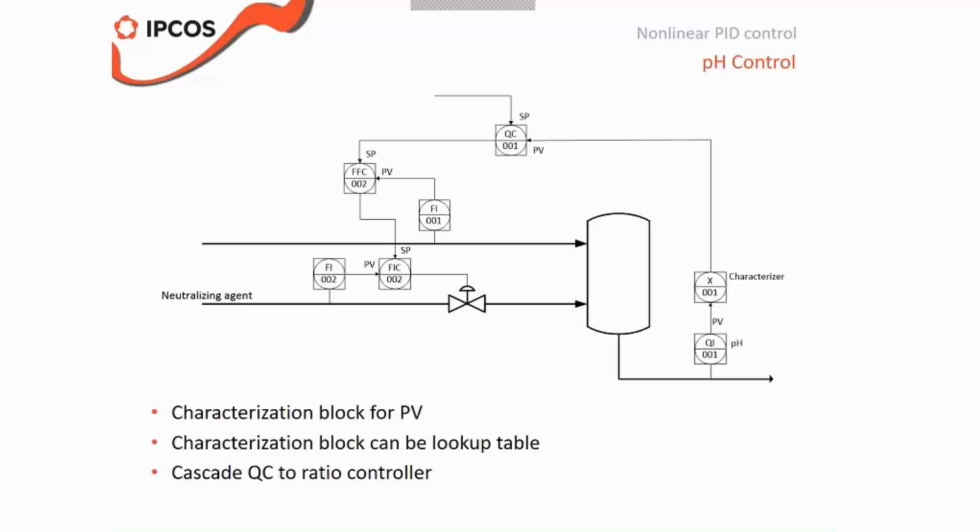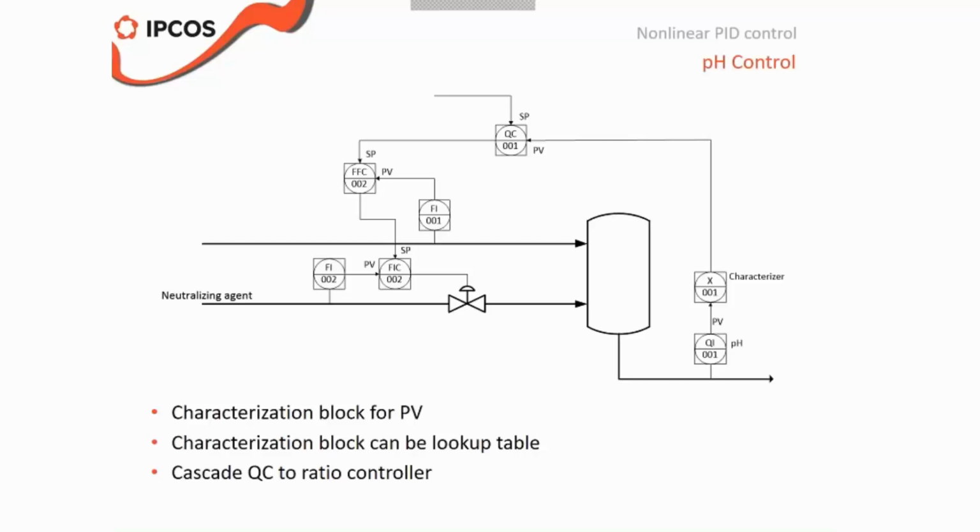Is that a bad thing? Well, it's a bit confusing because that also means I have to change the set point to the quality controller accordingly. So if I want to operate this at pH of 7 and the actual PV is showing 8, then I have to change the set point to 8, which might be confusing for the operators.